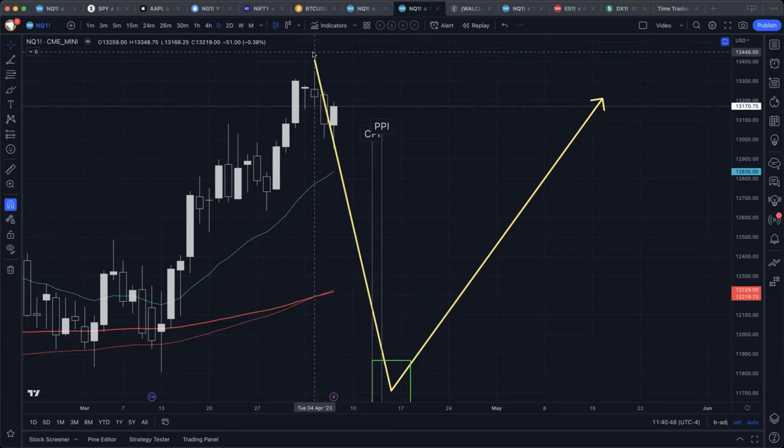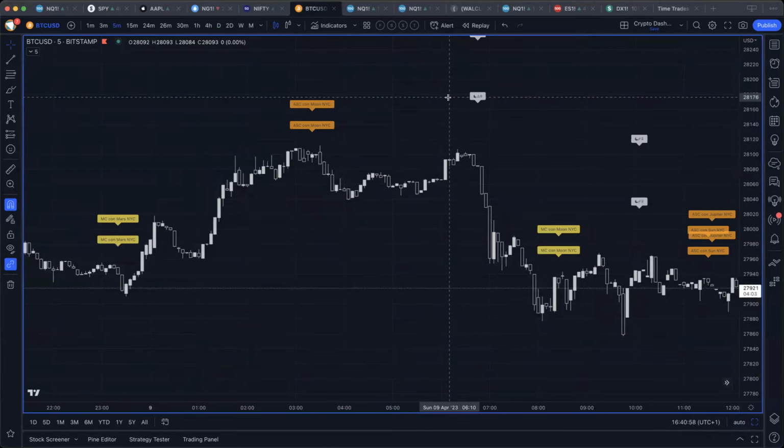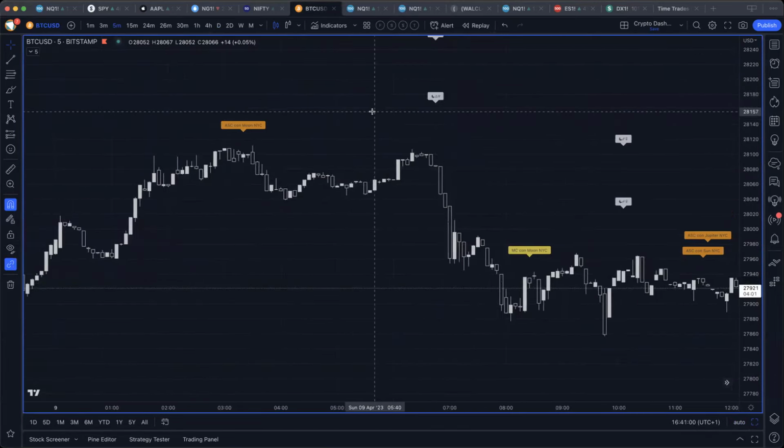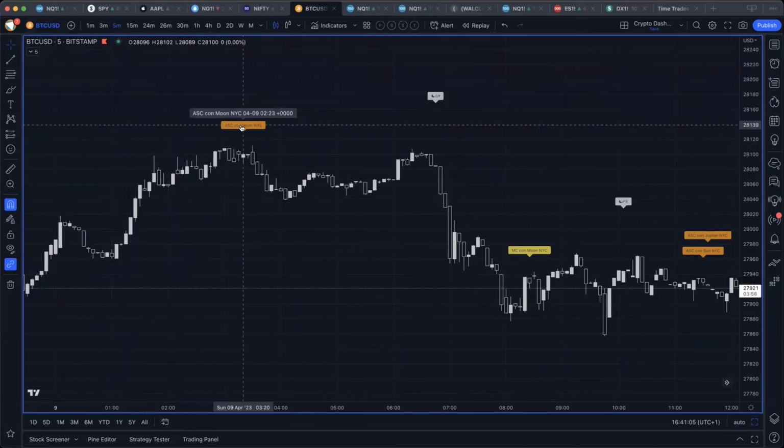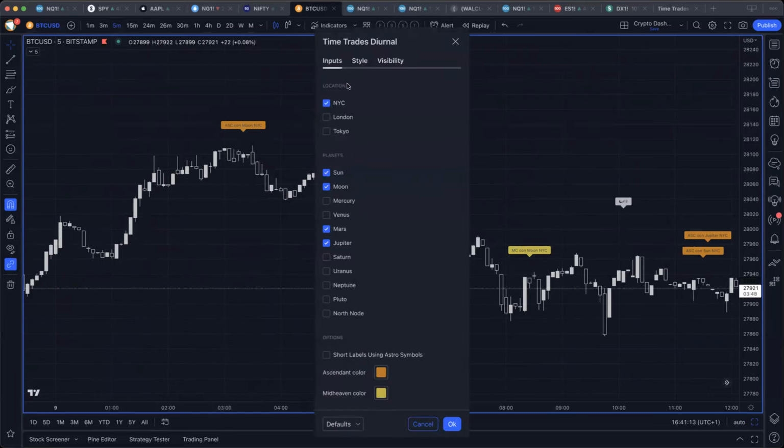Okay, so let's also take a look at the performance of the new diurnal script that we introduced last week. This is a script that's intended for really short-term trading. And we're here on the Bitcoin 5-minute chart. On this chart, we've got the diurnal script displaying these orange and yellow lines here. The way I've got it configured is we're showing it based on the New York City location, and we're showing 4 planets out of the 11 that are possible, just to keep things simple.